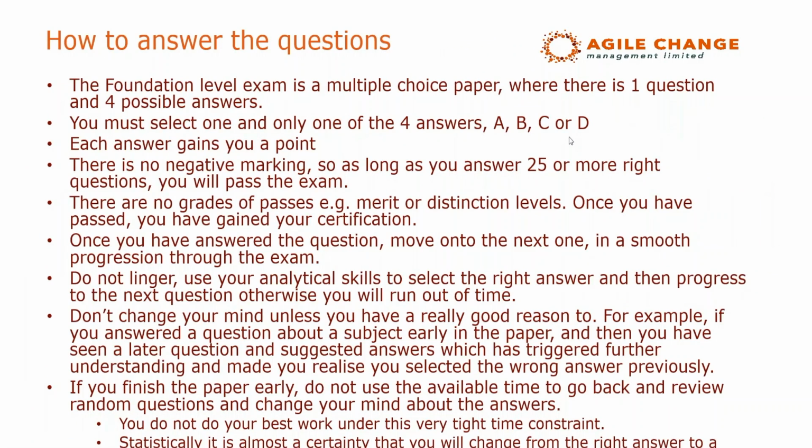Now let's have a quick look at how to answer foundation level questions. So what they're going to be is a multiple choice paper. So there's always going to be one question with 4 potential answers, A, B, C, or D. Now, the key thing to remember is that each answer gains you a point. And if the pass mark, for example, is 50%, you'll have to get 25 answers correct out of the available 50. There's no negative marking, so if you get something wrong, you don't lose a mark.